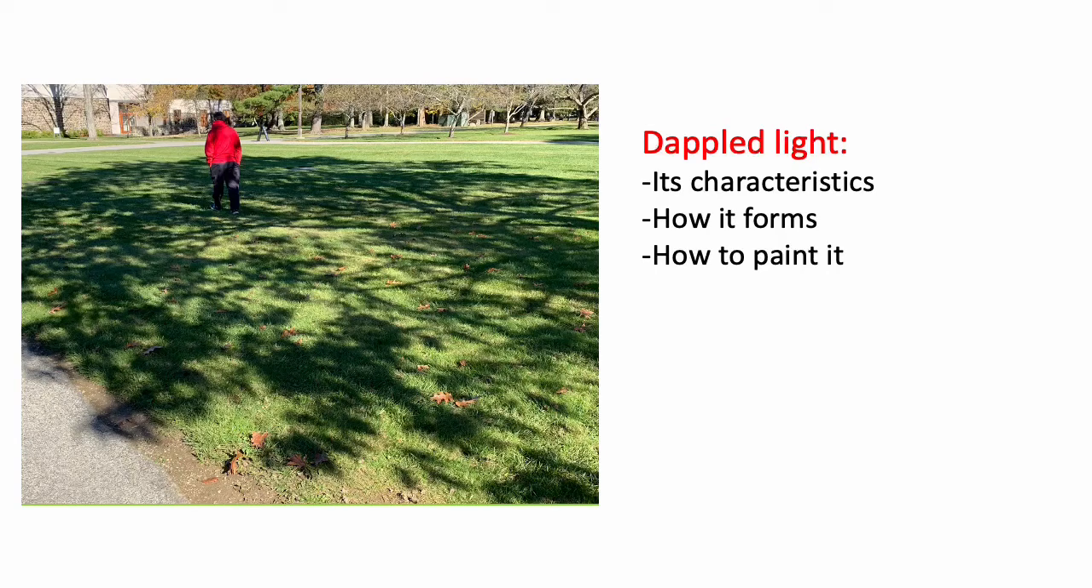Hi, I'm Ellen Ebert, and I'd like to talk about dappled light. Dappled light refers to the spotty or dappled appearance of tree shadows. I'll discuss its characteristics, how it forms, and how to paint it.